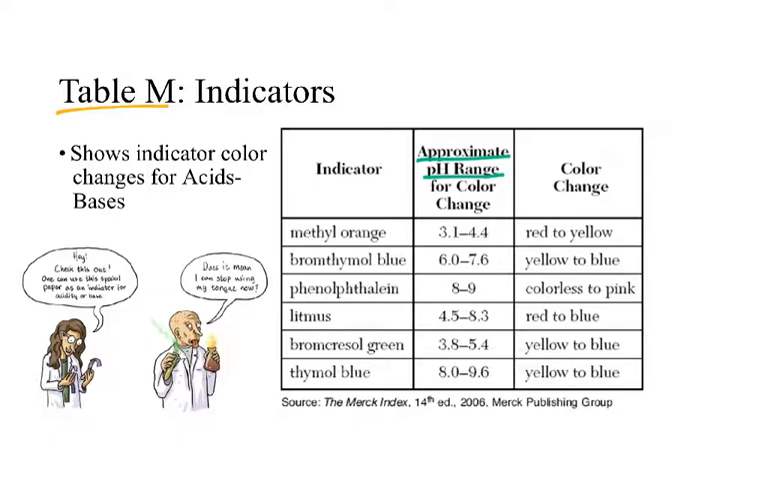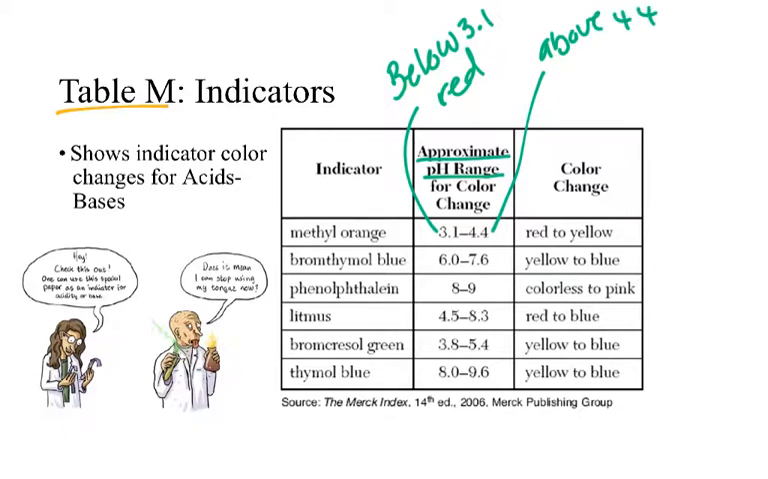So that means if anything is below 3.1, it is going to be red in color. And if it is above 4.4, it's going to be yellow. So if we have something changing to yellow, it's going to be 4.4 or higher. We don't know specifically what it is, right? So if it's red, we can assume that it is 3.1 or lower. Now, each of these indicators are used for different things. So methyl orange, this is going to be for your strong acids.